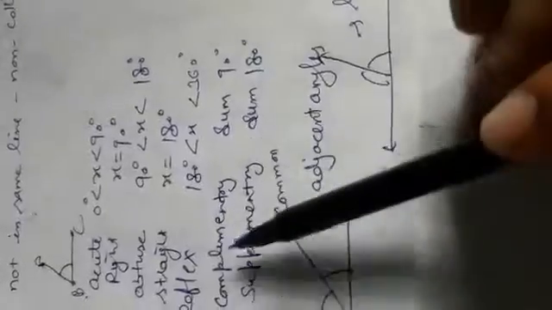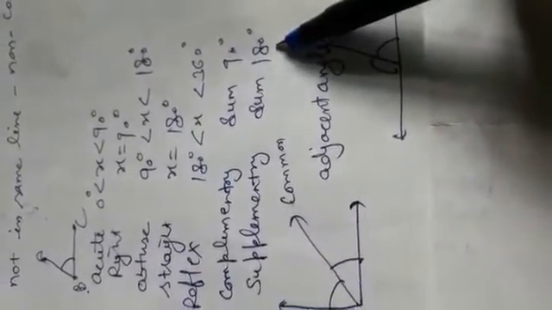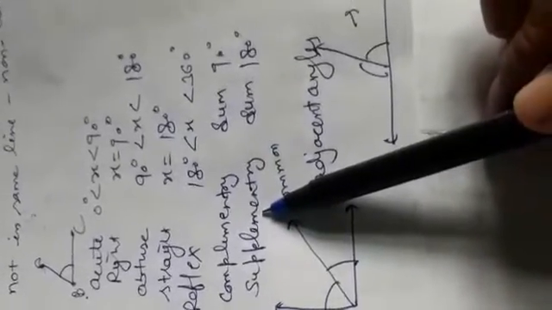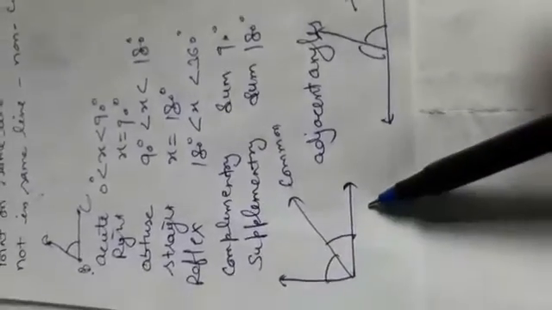After that, complementary and supplementary angles. Two angles whose sum is 90 degrees are known as complementary angles, and two angles whose sum is 180 degrees are known as supplementary angles. Now after that, we will do adjacent angles.